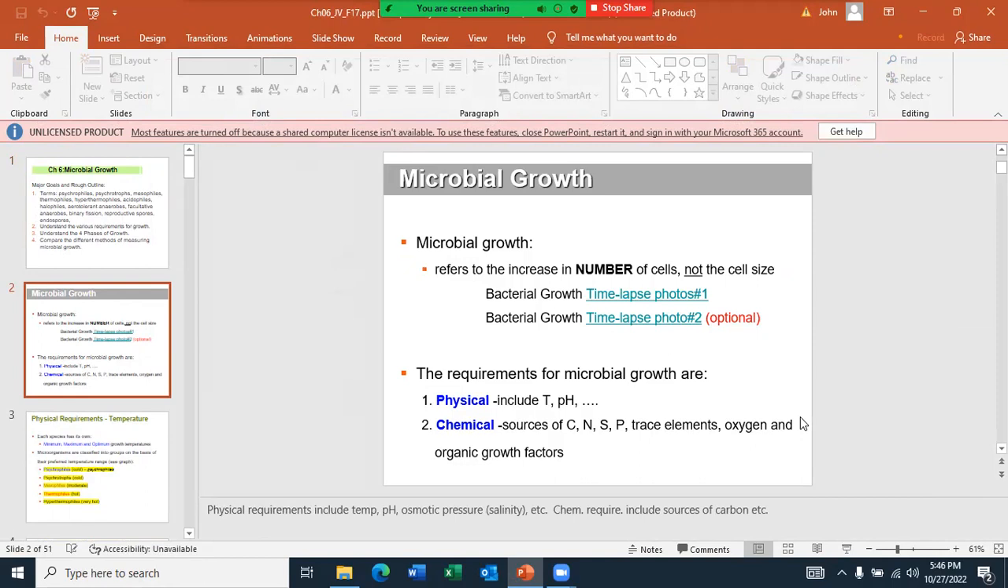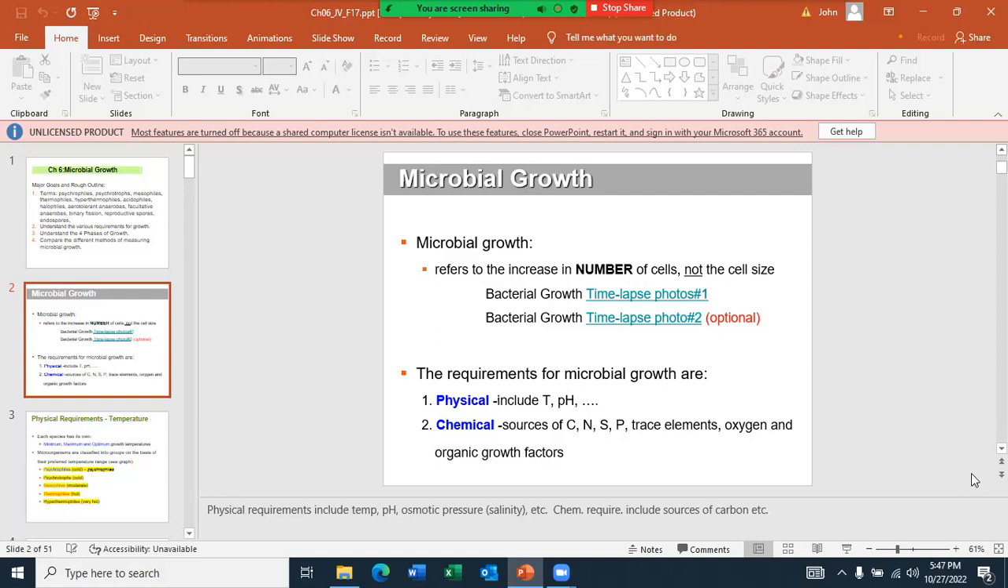When we're talking about microbial growth, we're talking about an increase in the number of cells, not an increase in the cell size. All cells have requirements for microbial growth. There are physical requirements that include things like temperature, pH, the presence or absence of oxygen. And then there are chemical sources required by living cells, such as a source of carbon, a source of nitrogen, sulfur, phosphorus, trace elements, and organic growth factors. Any question about any of this?